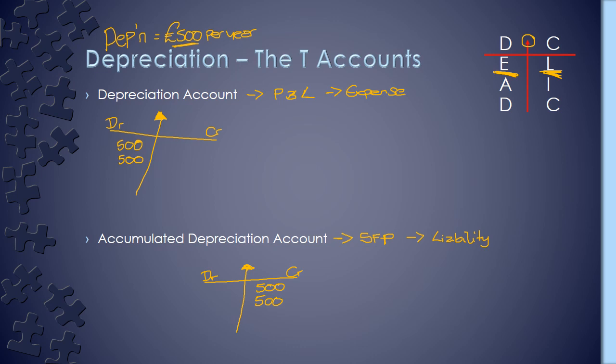So think about it that in each year, for your depreciation account, you would see 500, but in your accumulated depreciation account, in year 1 you would see 500, in year 2 you would see 1,000, and in year 3 you would see 1,500. And that's how you would then bring down the value of your asset in the accounts to show the true net book value.